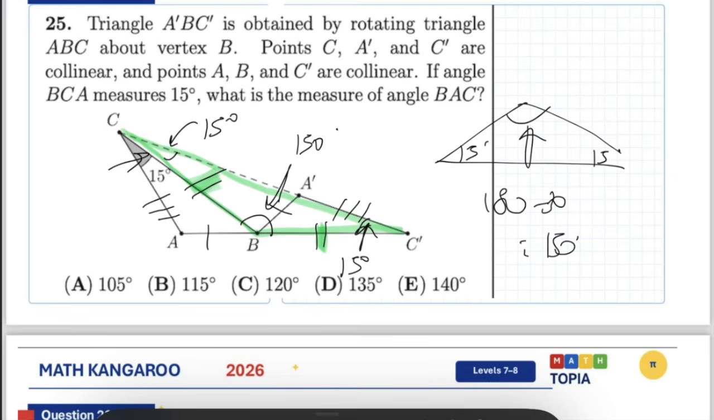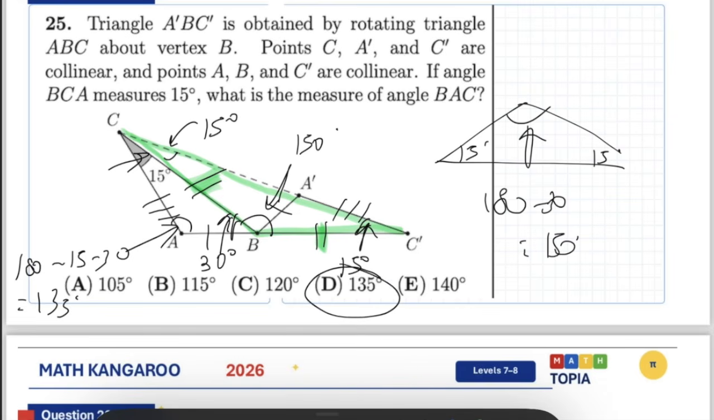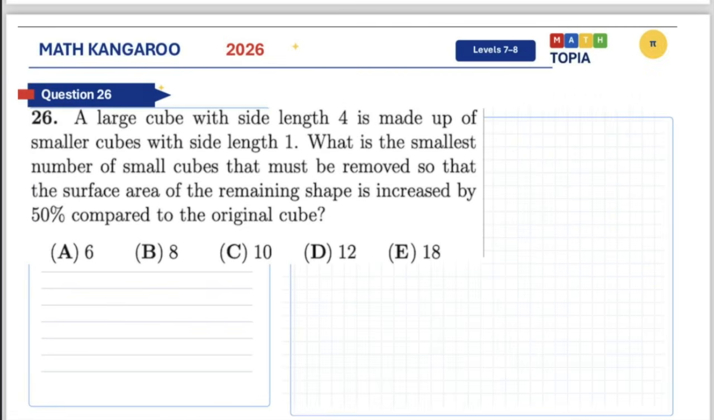Okay, based on that, we know that this angle over here would be 30 degrees because this angle and the 150 angle are supplementary. 180 minus 150 is 30. If this is 30, then the angle we want to find, BAC, would be 180 minus 15 minus 30 equals 135 degrees. So our answer would be D.